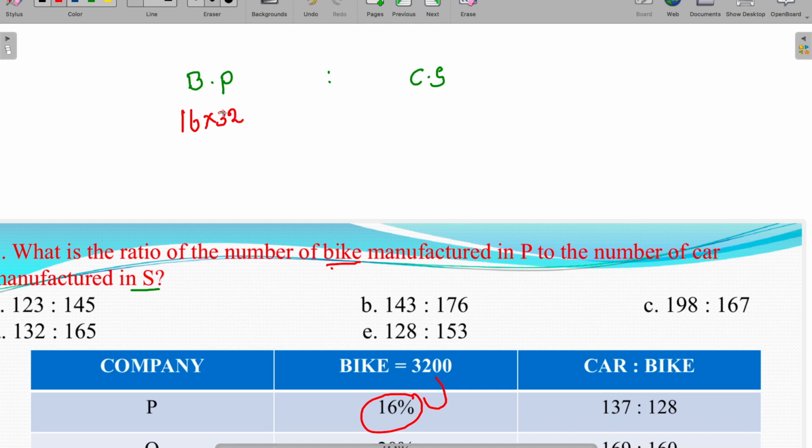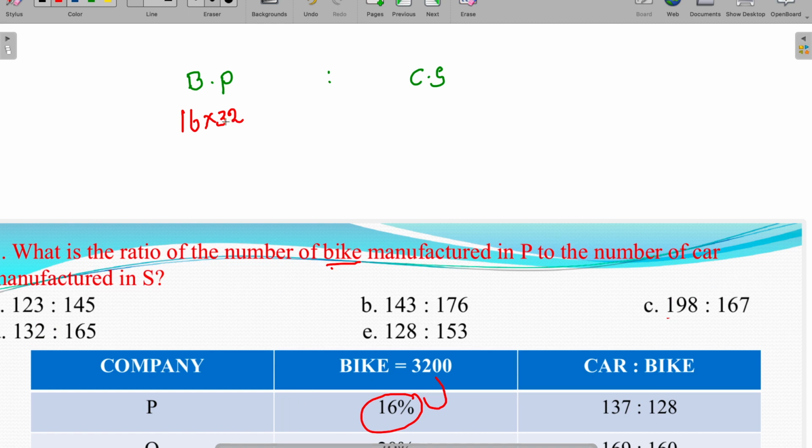So 16 multiple and 32 multiple. It should be a multiple or factor. It is not a 16 multiple. This is not a 16 multiple. Even this is not a 16 multiple. So I can mark option E as my answer. Like this I can tell. This is method 1.